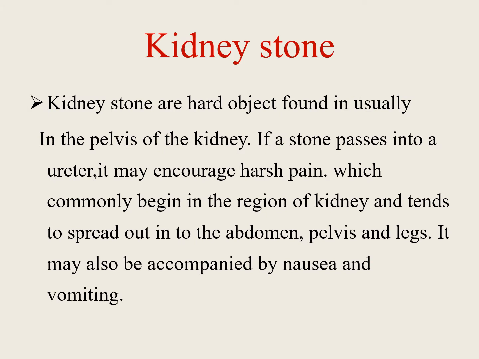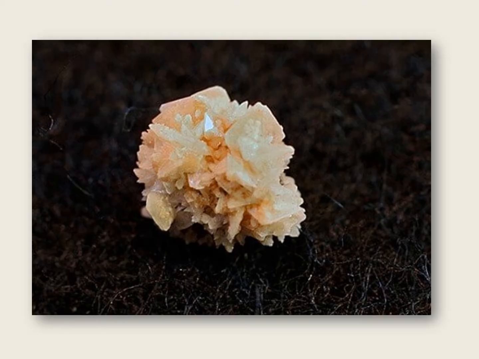In the kidney problems, we discuss the kidney stone first. Kidney stones are hard objects found usually in the pelvis of the kidney. If a stone passes into a ureter, it may cause harsh pain, which commonly begins in the region of the kidney and tends to spread out in the abdomen, pelvis and legs. It may also be accompanied by nausea and vomiting. This is a kidney stone. Look at the shape of this stone.